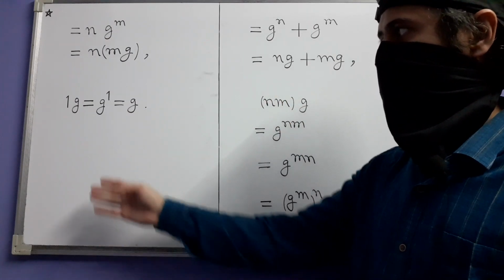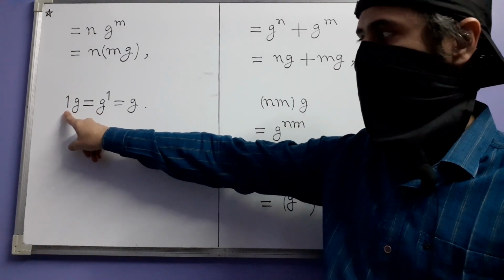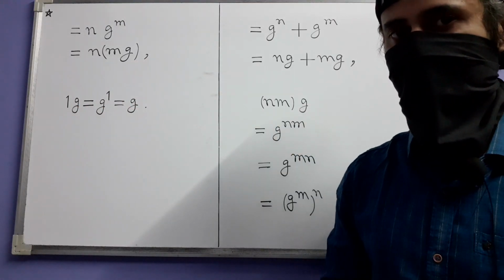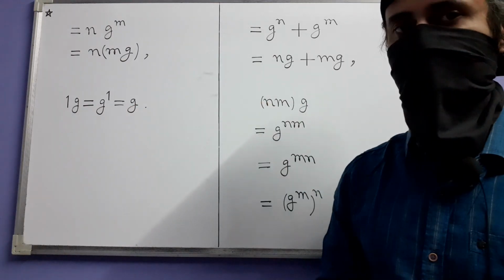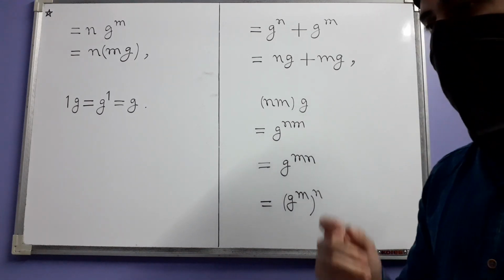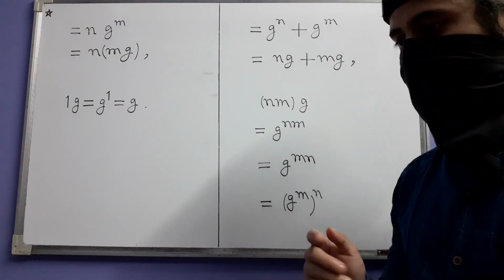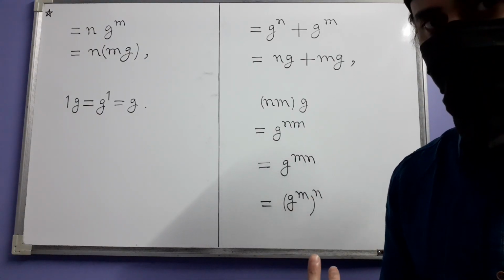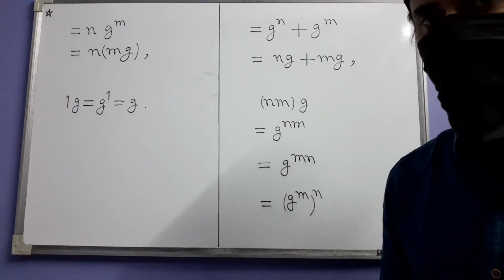And finally we consider 1 times g, where 1 is the integer 1. By definition of this product, this is the first power of the group element g, which by definition of integral powers is equal to g. So that means the fourth one is also verified. That is why every abelian group is a Z module. And conversely, if you have a Z module, then obviously by definition of modules, it's an abelian group. So abelian groups and Z modules are synonymous.